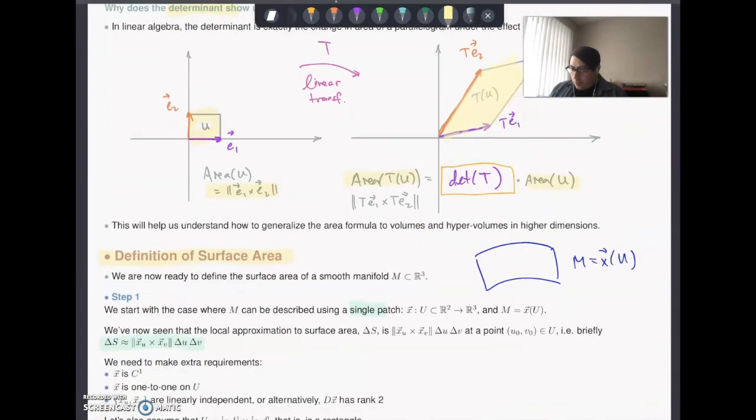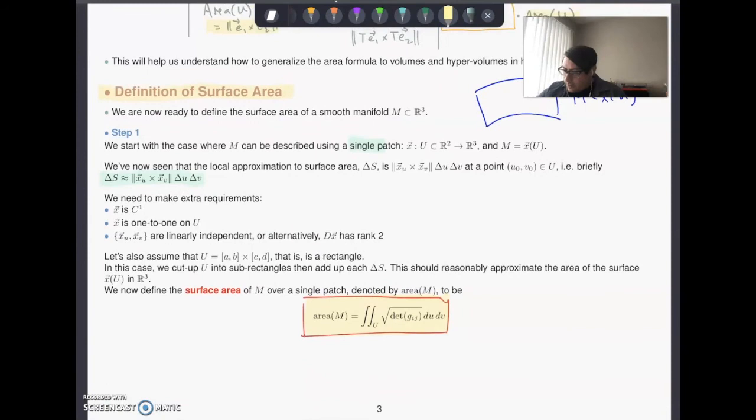All right, now a couple quick remarks: we need some extra pieces for this to work smoothly, pun intended. Okay, so what do we need? We need that, first of all, this matrix of partial derivatives exists, so at the very least C1, so that our derivatives exist and are continuous. We also want to make sure that this is one-to-one on U.